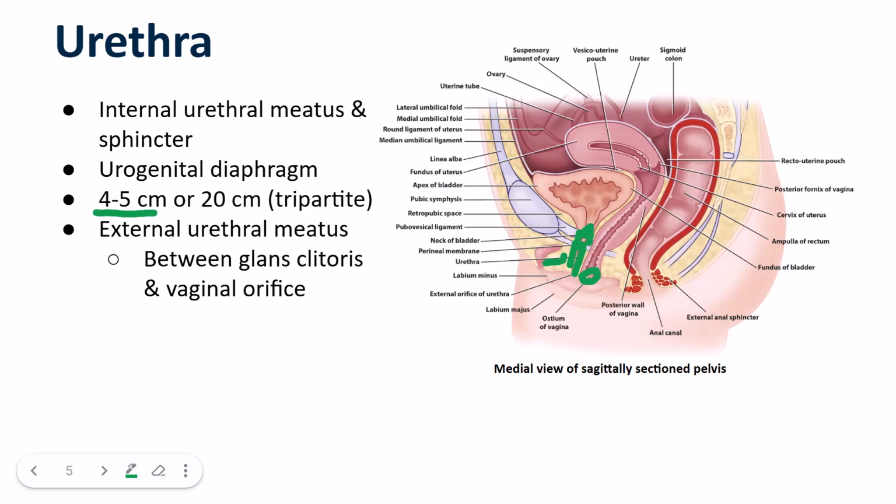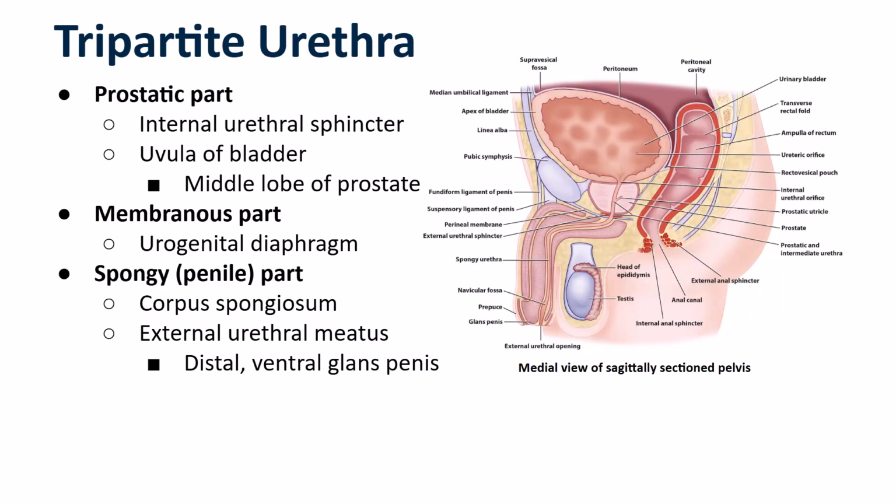For a tripartite urethra, it is typically 20 centimeters in length. There are several parts to it. First of all, a tripartite urethra is going to pass through the prostate gland. The prostate gland sits at the neck of the bladder. It surrounds the internal urethral sphincter, and there's a projection of the middle lobe of the prostate called the uvula, which is visible upon inspection.